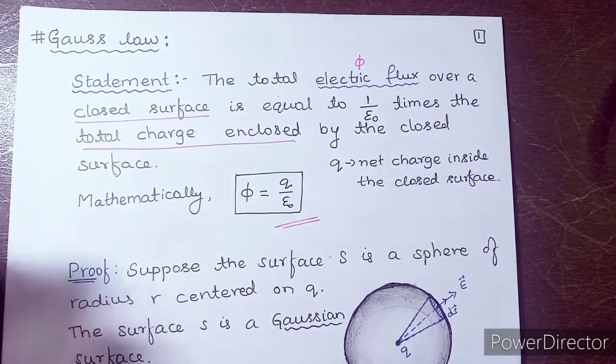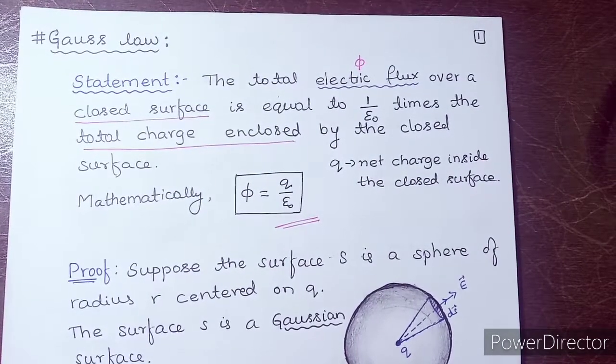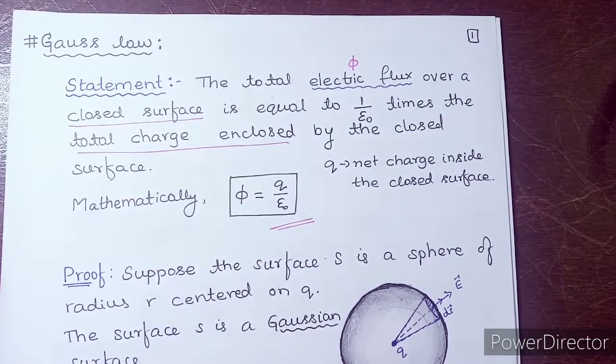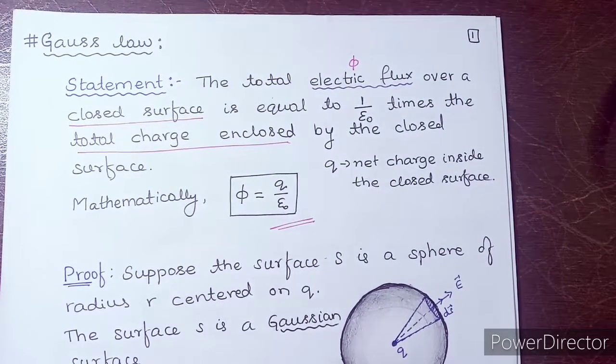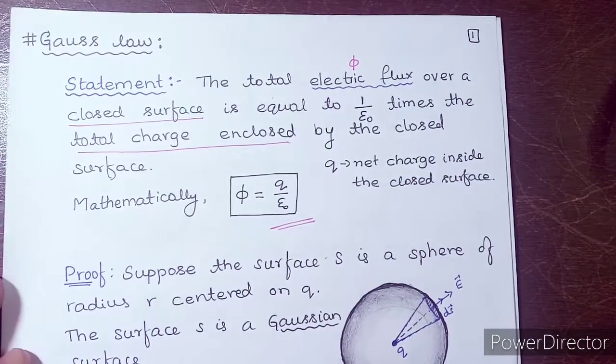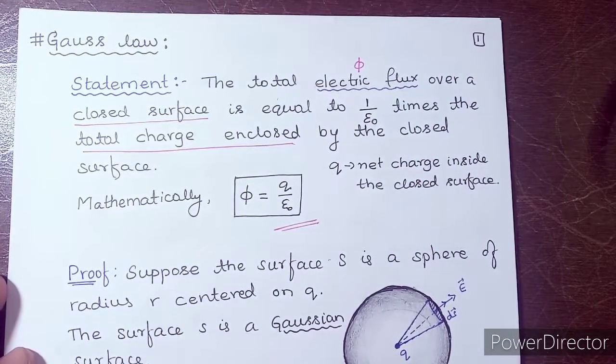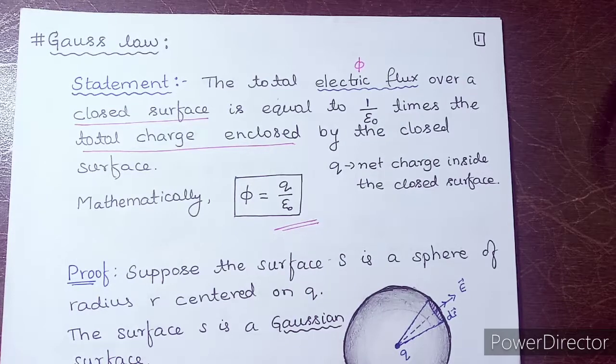So by using this, we will solve the numerical problems, conceptual problems, and illustration problems. This is very essential. And from Gauss law, we can find out the electric field also for continuous charge distribution. We'll solve that. So before going to that, solving numerical problems and all, let us take a time to understand this.